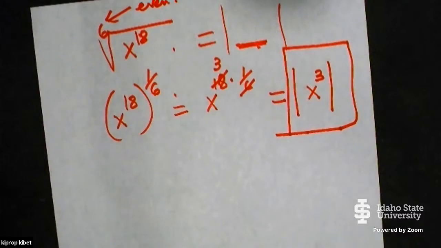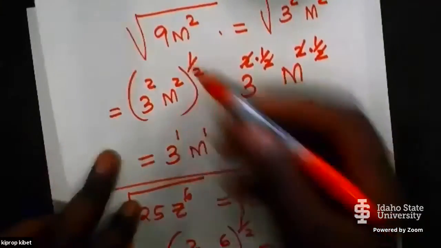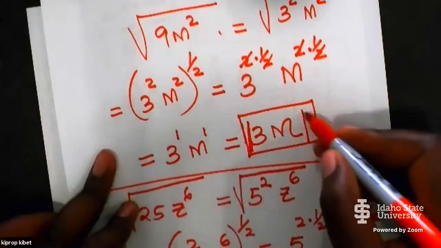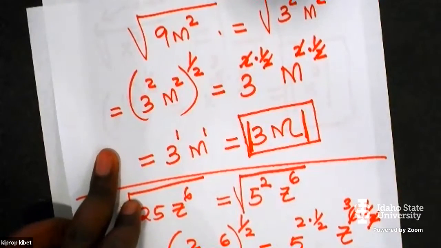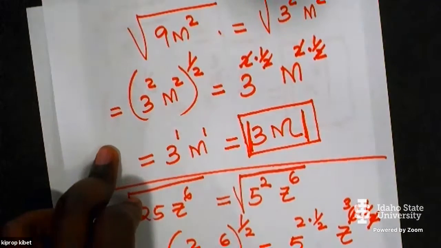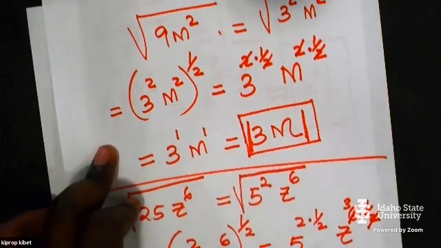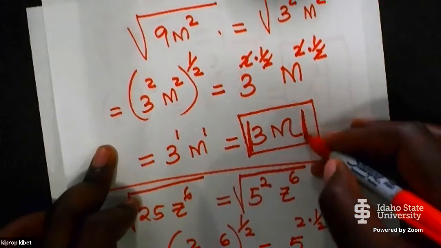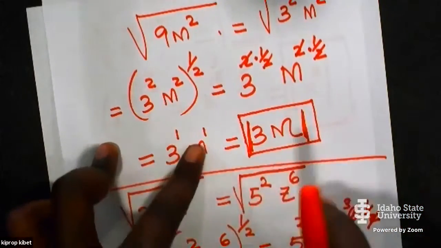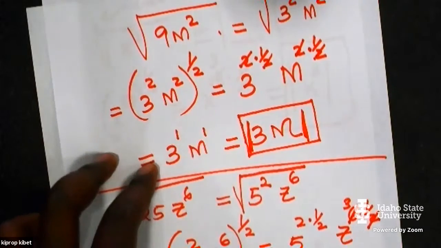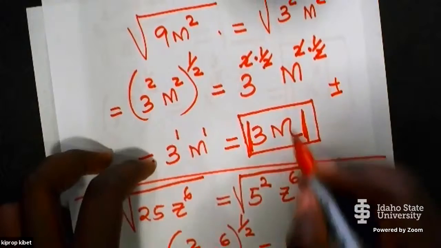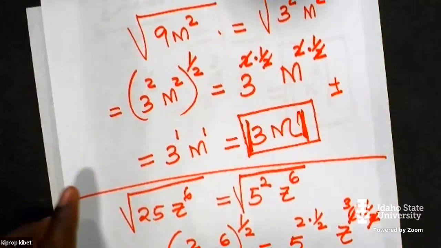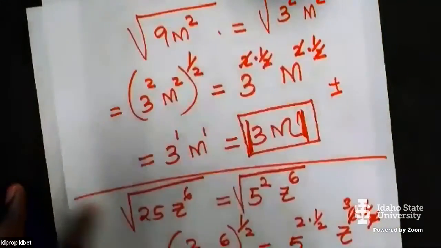So even for this, even for the 9, because this one was even, make sure you put the absolute value there to show that we are also considering positive and negative. So what we get is plus or minus 3, and so we take the absolute value. Instead of putting the plus or minus, just put the absolute value there. So if the power is odd, we just leave it like that.